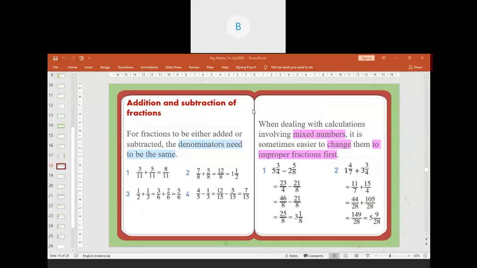Calculation using fraction. The calculation in here can be addition, subtraction, multiplication, and division. For the addition and subtraction, when you try to add or subtract, you have to make sure that they are having the same denominator. Still remember what is denominator?